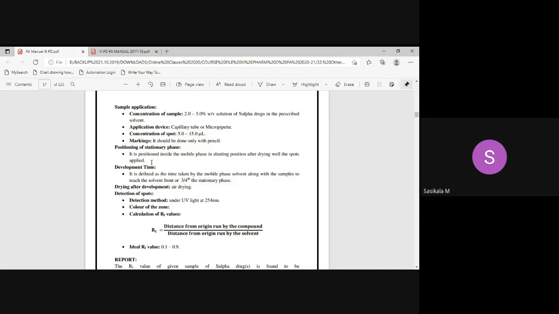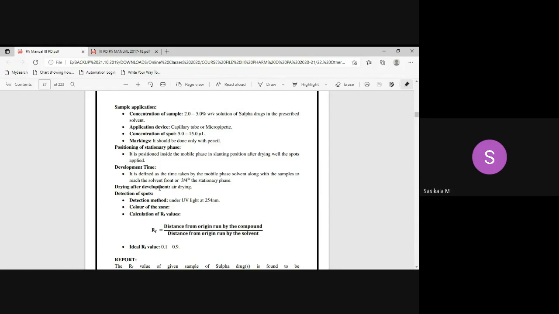And then development time. Once it is kept, the mobile phase will start moving upward, that is, in the ascending direction. In one dimensional direction it will be moving. When it reaches 3/4 of the distance in the slide, you have to stop the development. You have to remove the stationary phase from the mobile phase chamber, and you need to mark that 3/4 distance traveled. That is considered the solvent front.